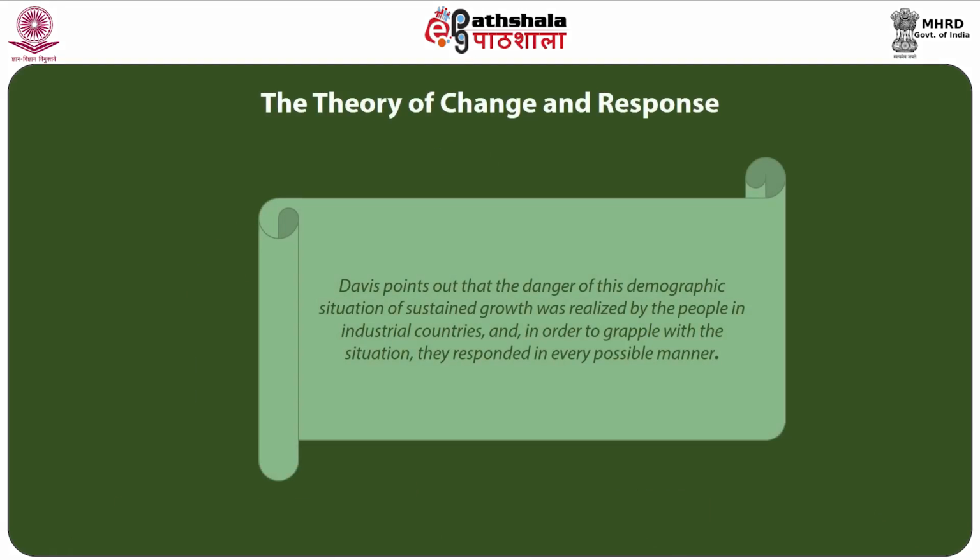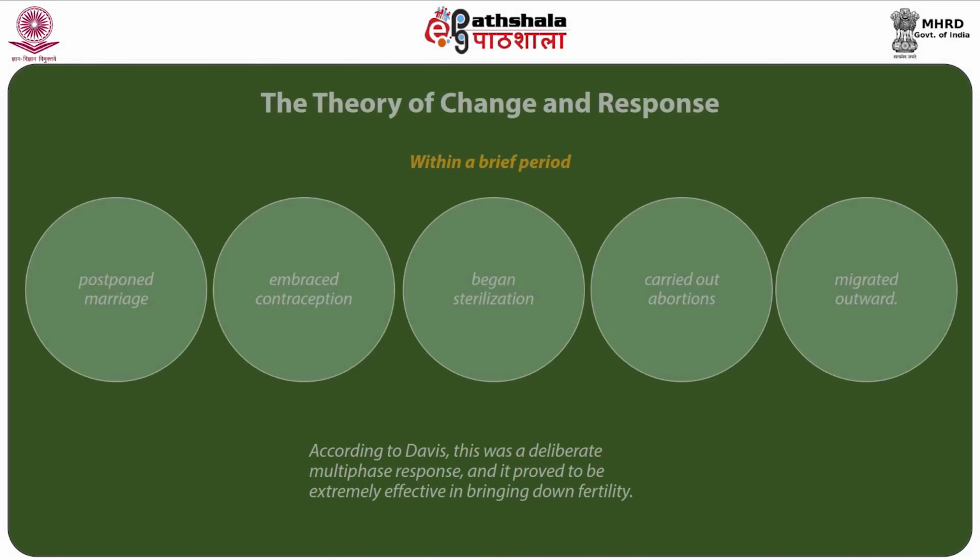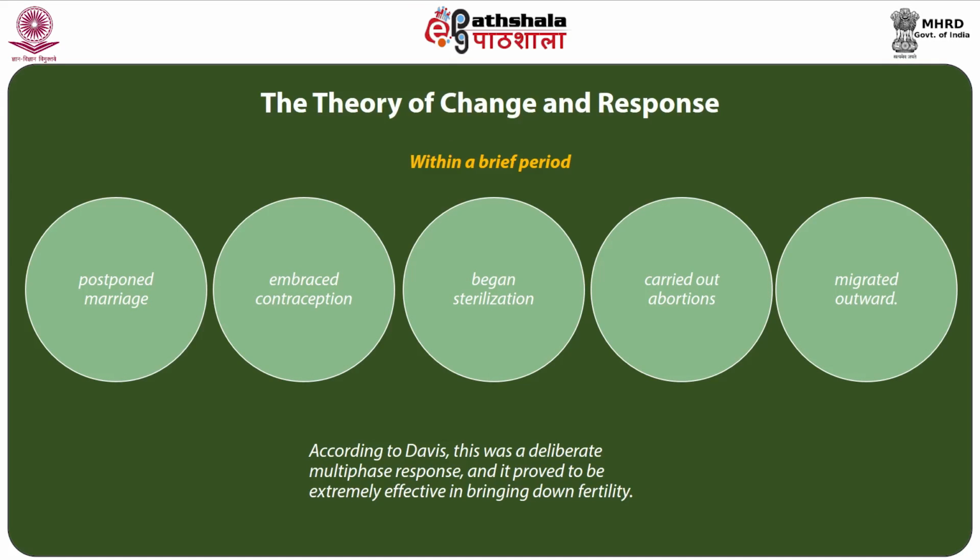Davis points out that the danger of this demographic situation of sustained growth was realized by the people in industrial countries, and in order to grapple with the situation, they responded in every possible manner. Within a brief period, they quickly postponed marriage, embraced contraception, began sterilization, carried out abortions, and migrated outward. According to Davis, this was a deliberate multi-phase response, and it proved to be extremely effective in bringing down fertility.